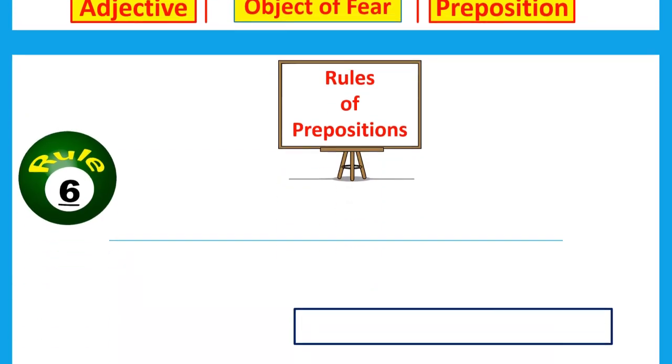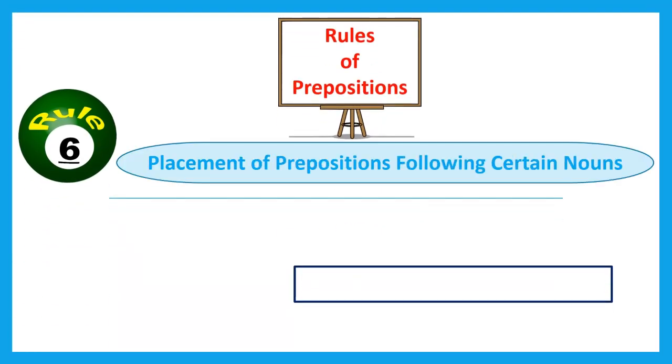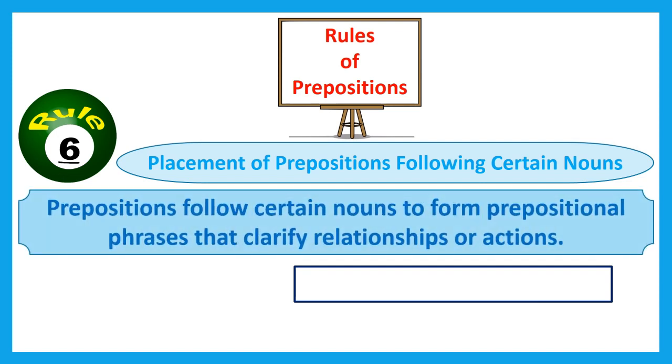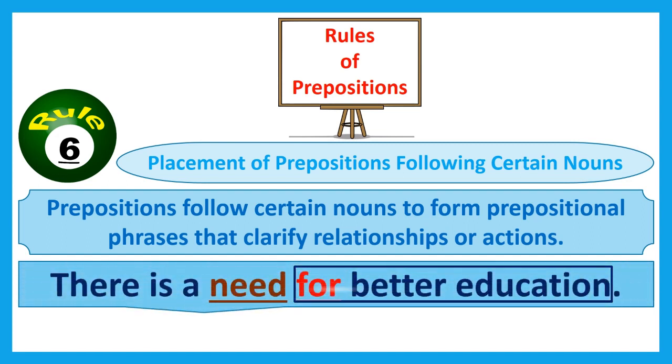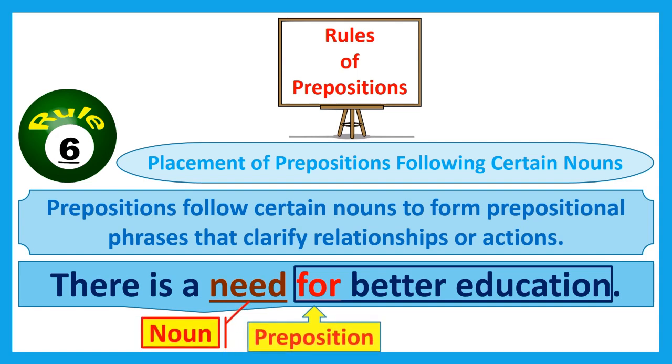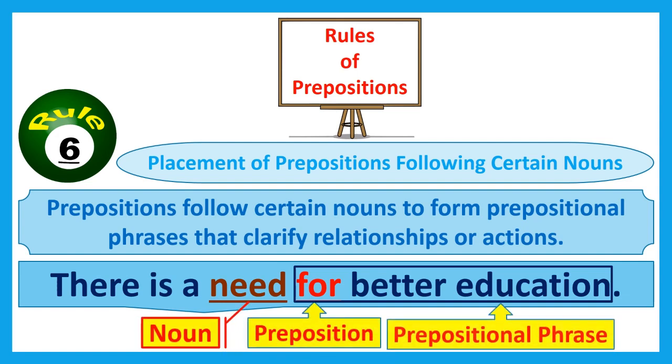Rule 6. Placement of prepositions following certain nouns. Prepositions follow certain nouns to form prepositional phrases that clarify relationships or actions. To illustrate, there is a need for better education. In this illustration, "need" is the noun, "for" is the preposition, and "for better education" is the prepositional phrase.